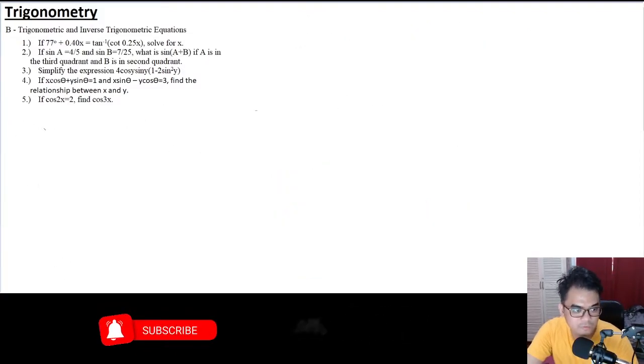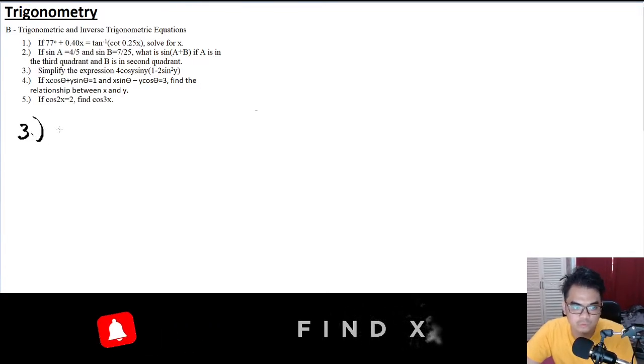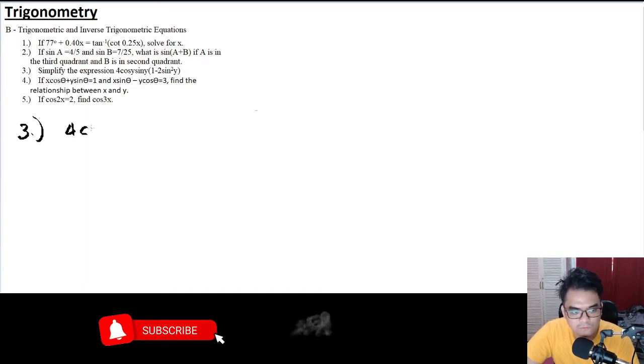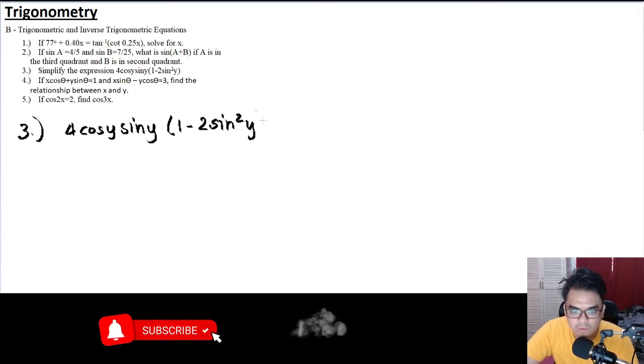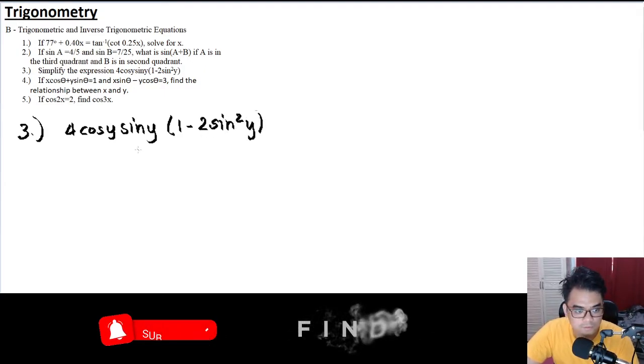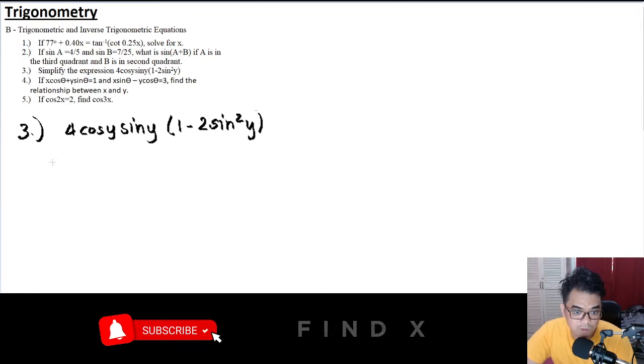Okay, next problem. So we have number 3, right? For number 3, we have to simplify the expression 4 cosine y sine y times 1 minus 2 sine squared y. So we have 4 cosine y sine y and then 1 minus 2 sine squared y. Okay? Of course we'll be using trigonometric identities for this one. We'll be using the double angle identity.